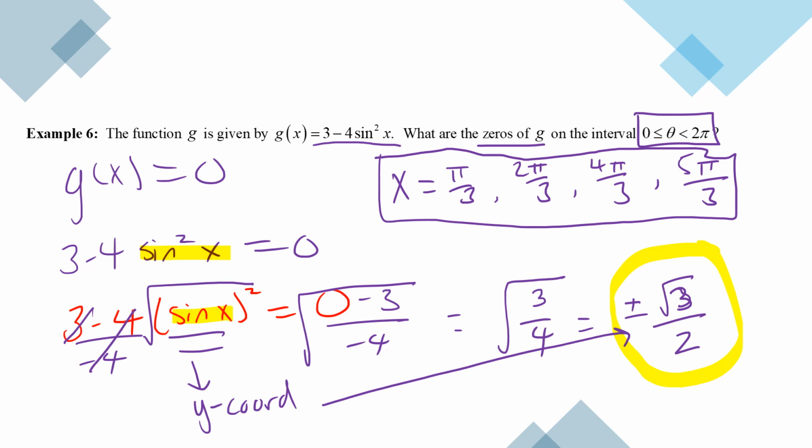Okay, so do you see what happens when you take the square root while solving a trig equation? You have to take into account the positive and the negative, which just means at this point, it doesn't matter what quadrant you're in. It's going to be all of them.